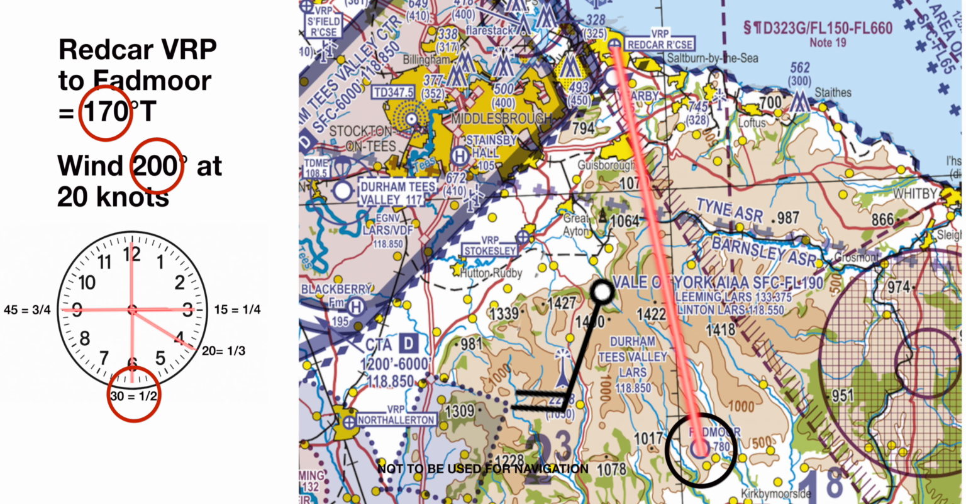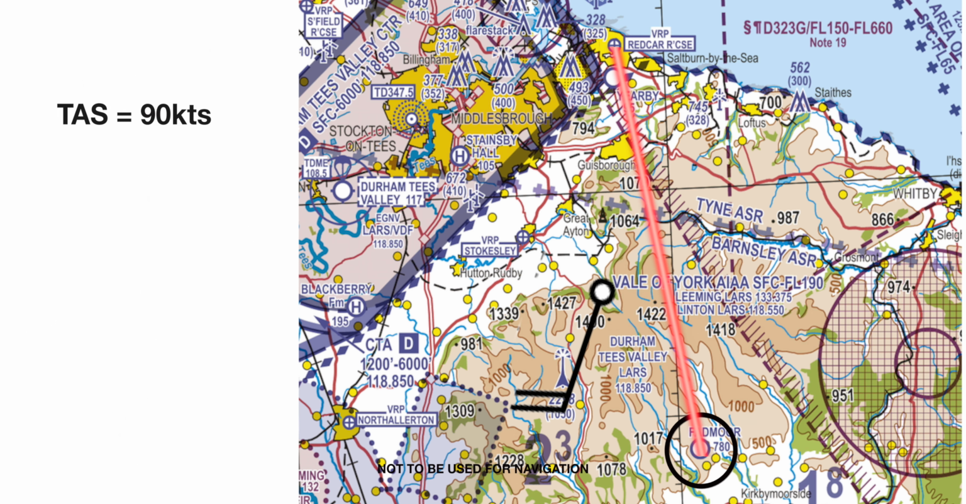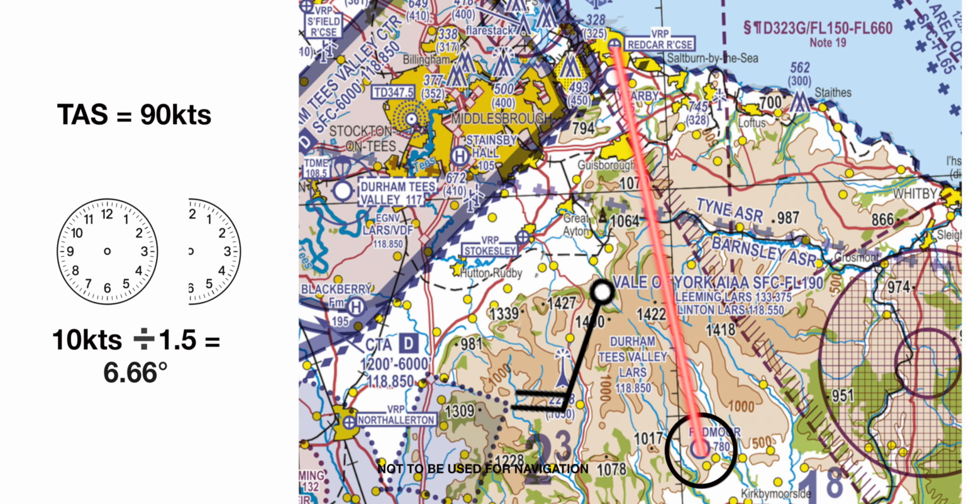30 fits into the clock face twice. The wind speed is 20 knots, so we divide the speed by 2 to give us a 10 knot crosswind component. Our TAS is 90 knots. 90 fits into the clock 1.5 times, so to get the wind correction angle, we divide the 10 knot crosswind component by 1.5, which gives us 6.6 degrees.